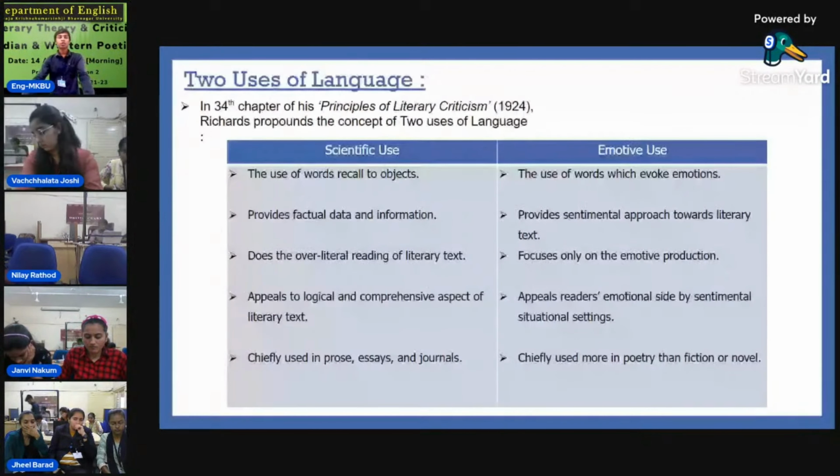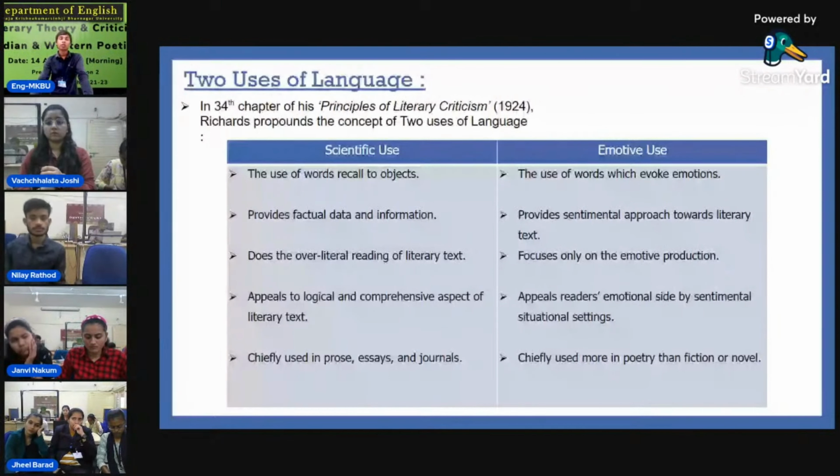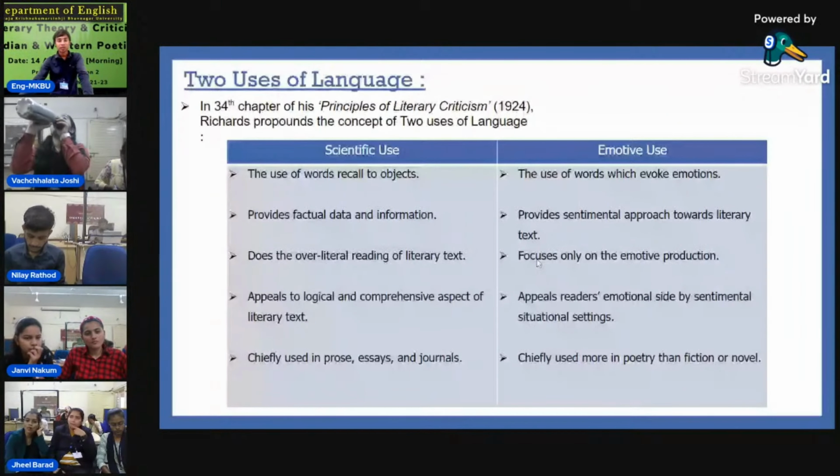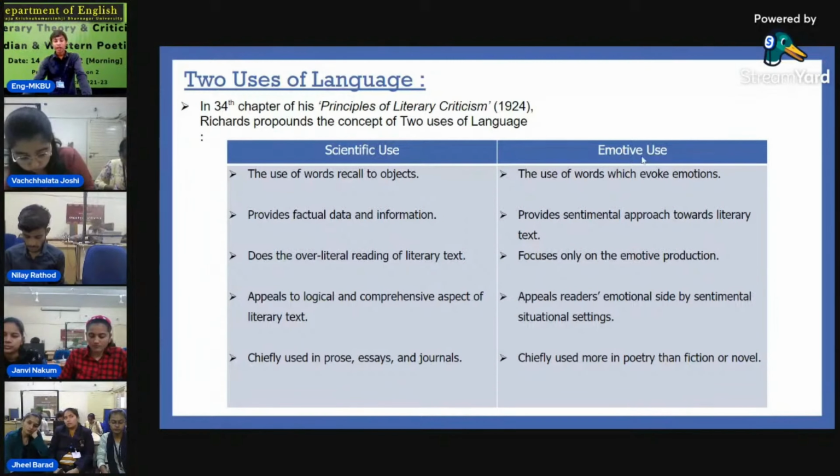Now, basically, two uses of language. Wherever language is employed by an author or a critic or a poet, chiefly there are two uses. In two ways they use their language. In the third chapter of his Principles of Literary Criticism, Richards propounds the concept of two uses of language. The very first one is the scientific use, which involves much of our logical regime, and the second one is the emotive use, which employs the emotional part of our consciousness.